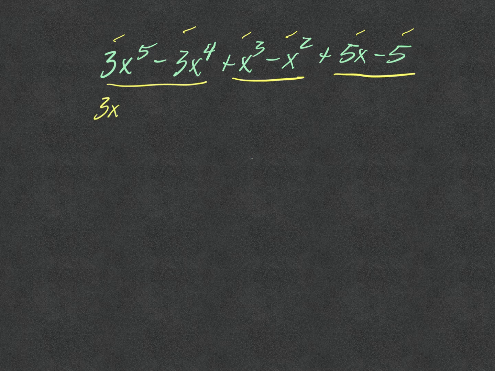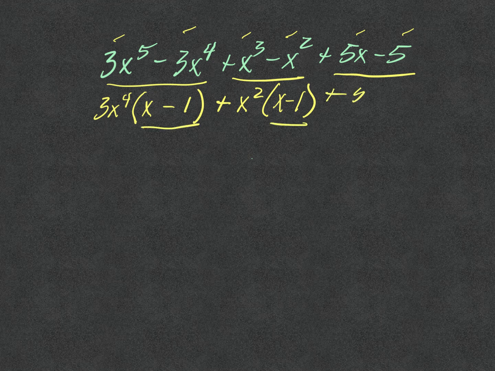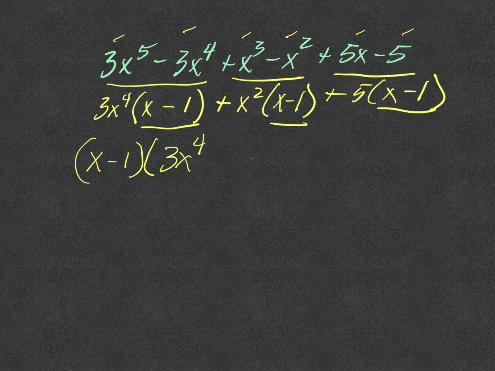So I factor a 3x to the 4th here, and I get x minus 1. So do that multiplication, you'll end up with that. And then here I factor out an x squared, and I get an x minus 1. Oh, now I'm seeing the common group, right? And then here in the last two, I factor out the 5, and I get a common group. Okay? So there you go. Now I factor the common group, x minus 1, and then I write what's left over after the factoring, 3x to the 4th plus x squared plus 5. And that would be a complete factoring at this point.